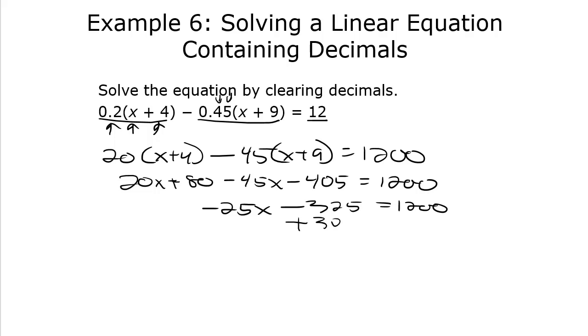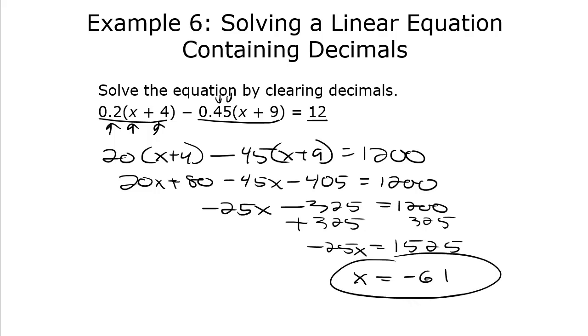We can just add 325 to both sides. Negative 25x equals 1525. And then take 1525 and divide that by negative 25. Oh, sorry, there's still an x there. And x equals negative 61.